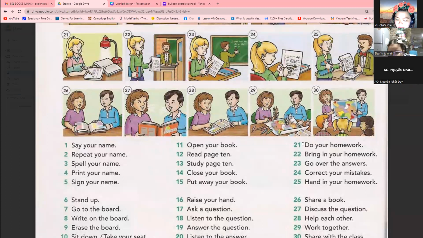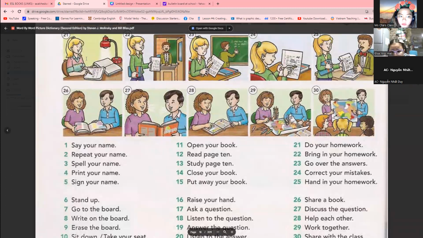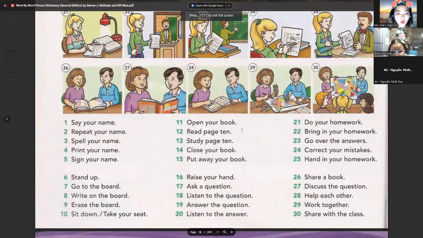Do your homework. Study your homework. Elsa, bring in your homework. It's like giving it to the teacher. Bring in your homework. Show your homework.